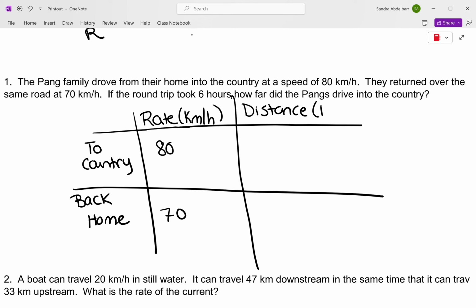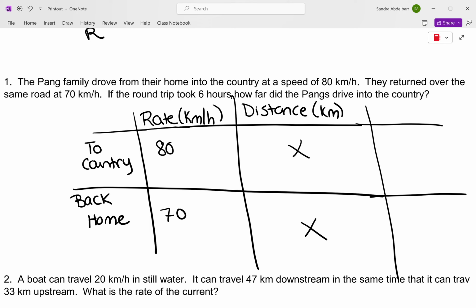So what I'm going to do is I know the rate, which I laid out there, and the one constant thing that we don't know, but we know it's the same, is the distance, right? They took the same route. The way there and the way back was the same amount of kilometers. So we know that no matter what, it's the same. So if I call the distance to the country x, the distance back home will also be x.